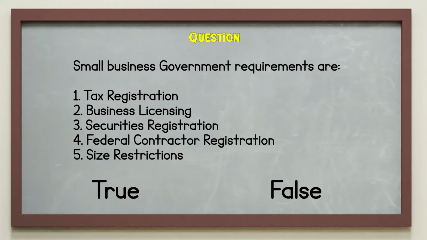Question. Small business government requirements are tax registration, business licensing, securities registration, federal contractor registration, and size restrictions. True or false?